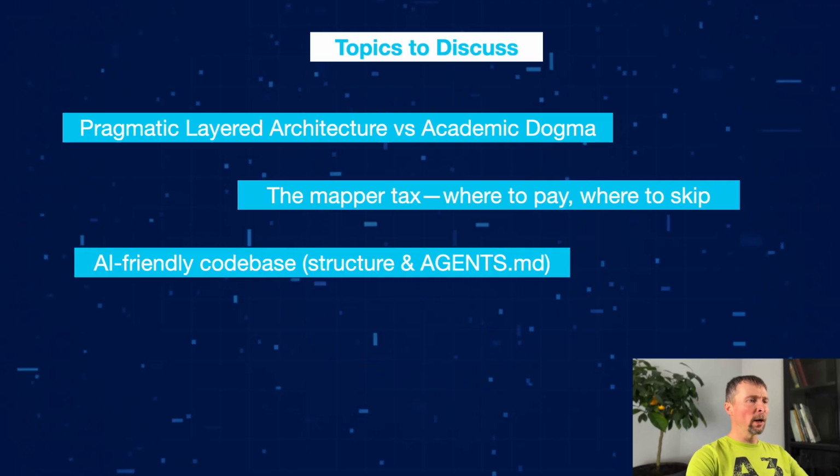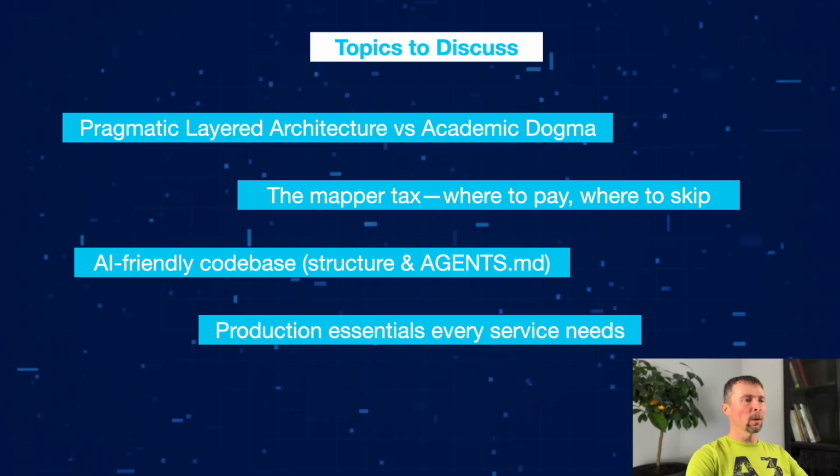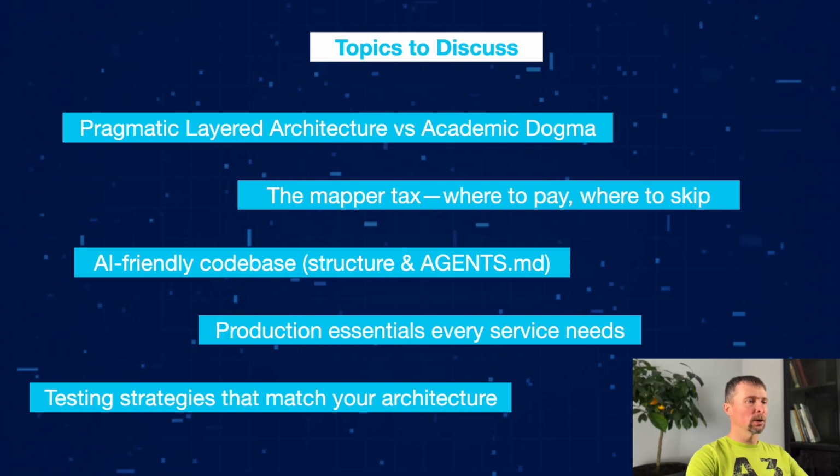What makes the codebase AI friendly? Production essentials. And testing strategies. And I'll be honest about trade-offs. This is not a silver bullet that will magically solve all the issues. This is rather a starting point, a foundation, and nothing more.